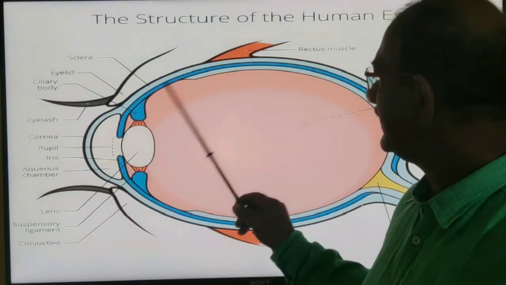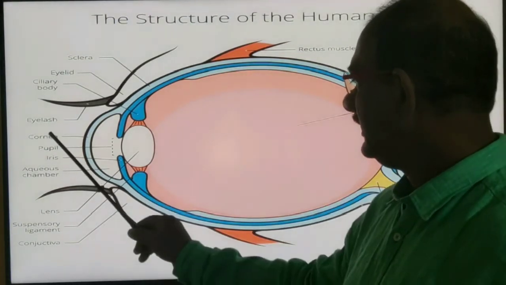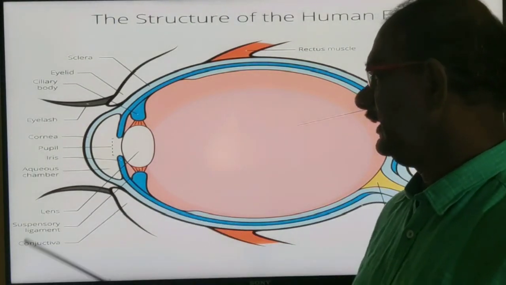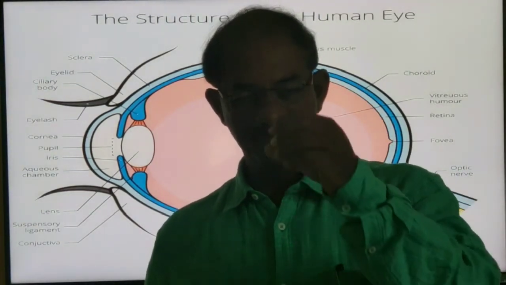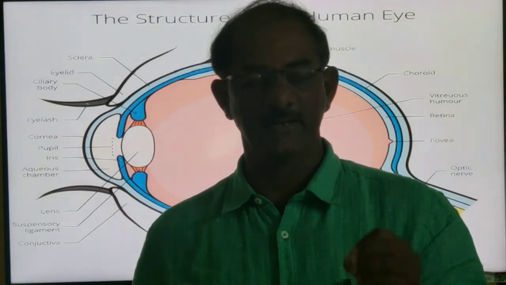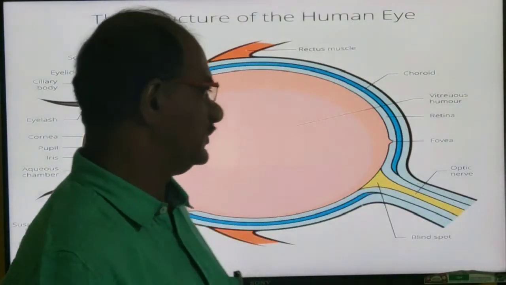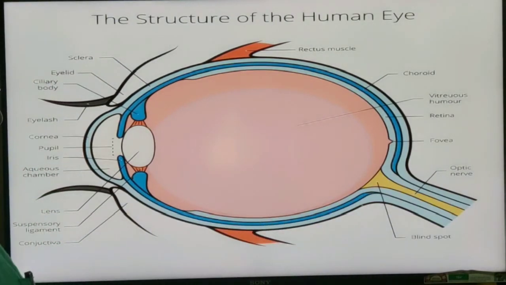So here we are concerned with two layers: the sclera, the outermost coating, and inside it the cornea, which plays an important role in refracting light. 95% of light is refracted by the cornea. So in this way, that is the outer coat.